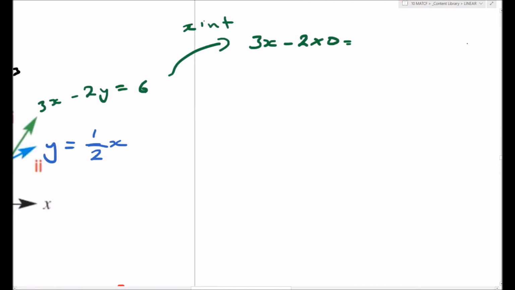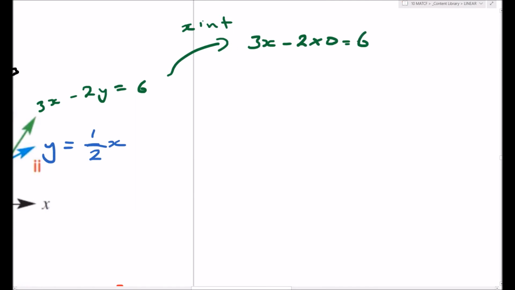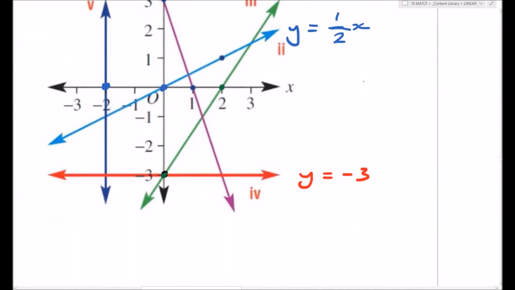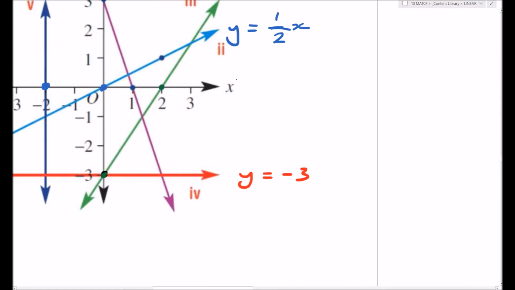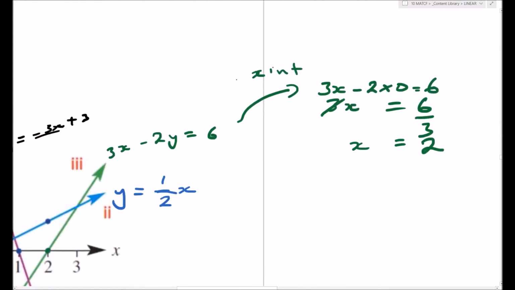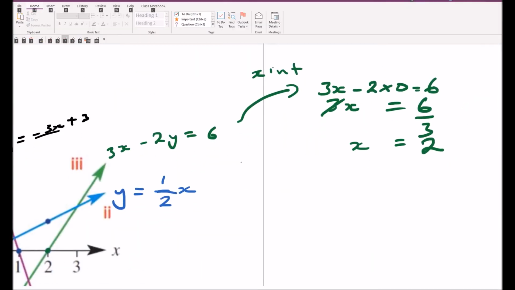So solve for x. Basically you're left with 3x. Negative 2 times 0 leaves you with nothing, so 3x equals 6. And we solve for x. If you look back at our previous lessons, you'll know how to do this. 6 divided by 3 equals 2, so the x-intercept is 2. And if you look at the line there, you can see that it hits the number 2 on the x-axis. So if you wanted to find the y-intercept, let's use a different color.